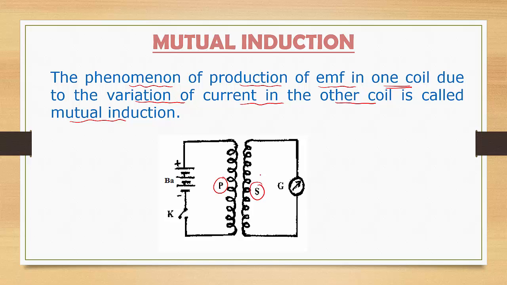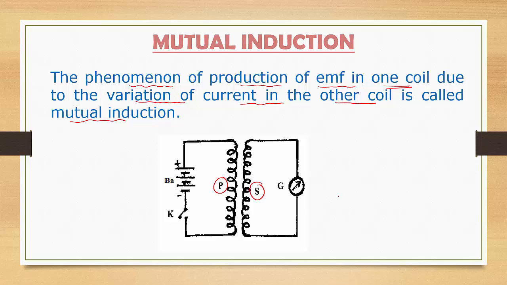The primary coil is connected to battery and tap key. The secondary coil is connected to galvanometer. We know that galvanometer shows the presence of current. Then we are going to induce EMF in the secondary coil using the primary coil. That means the production of EMF takes place in the secondary coil due to variation of current in the primary coil. If in the primary coil current changes, then induced current takes place in the secondary coil.